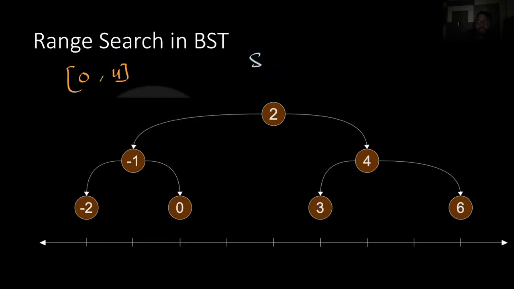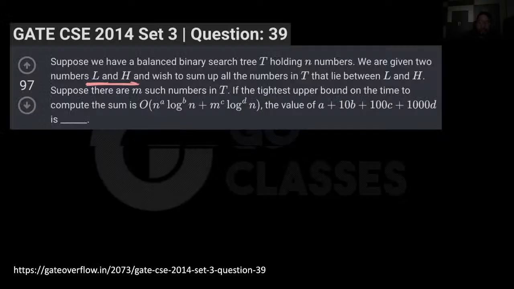Cool. So basically, finally, the time complexity for the range search is order of 2h plus m or h plus m, does not matter. Where h is the height, m is the number of nodes in the range. Now let's see what they're saying.